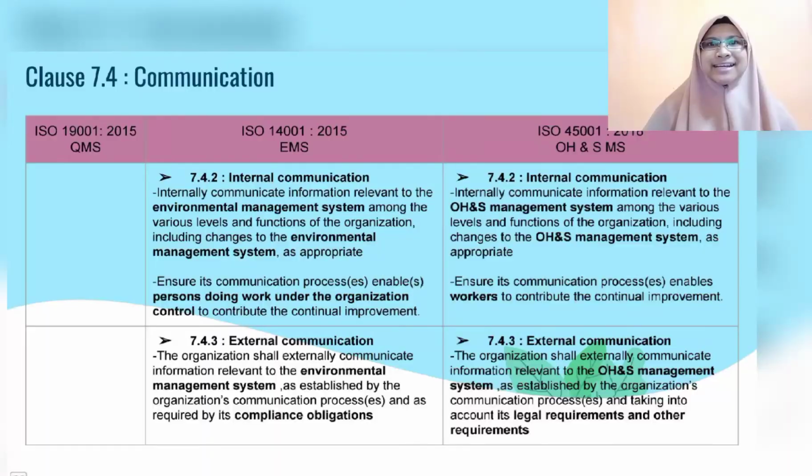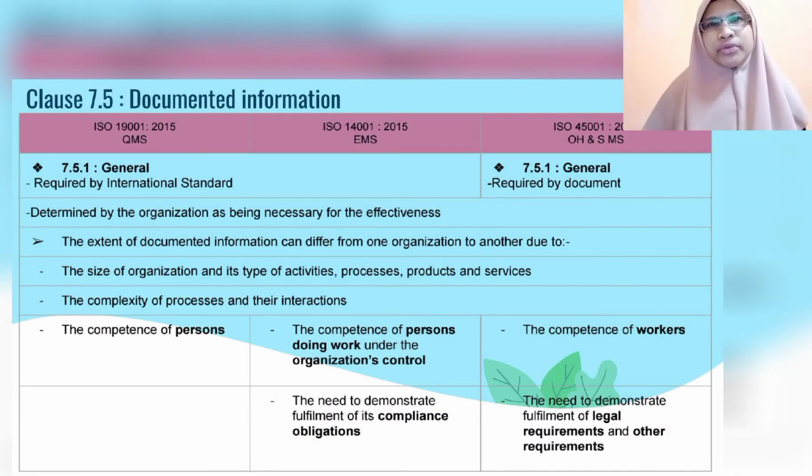The internal communication. So internally communicate information relevant to the EMS or OH and S management system among the various levels and functions of the organization. And the second is ensure its communication process enables the person doing work under the organization control or workers to contribute to the continual improvement. And for the external communication, the organization shall externally communicate information relevant to the EMS or the OH and S management system. Clause 7.5 Documented information.